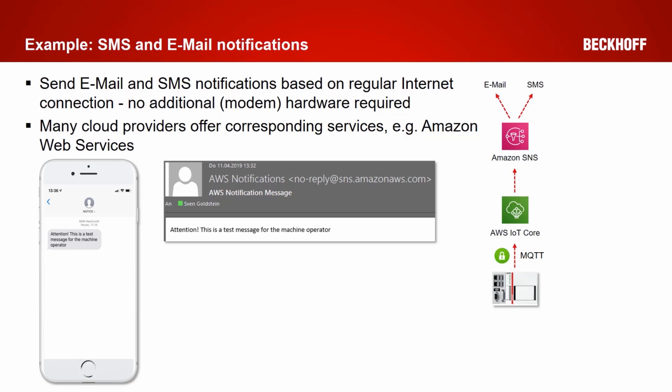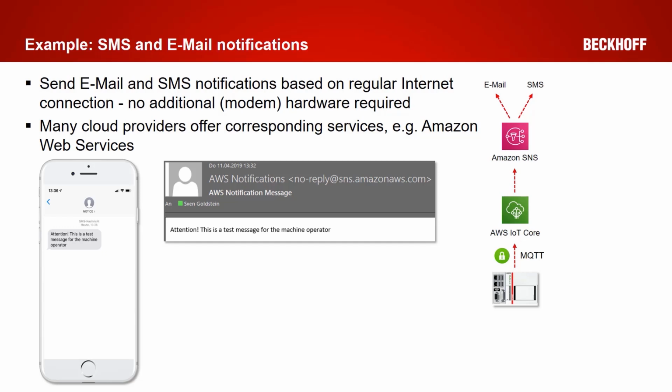So in that case, there are many cloud providers that offer notification services. For example, Amazon Web Services, they have a service which is called Amazon SNS, Simple Notification Service. And you can make use of that service by sending out an MQTT message from the controller to the message broker on AWS, which is called AWS IoT Core. And from there, you have a rule chain that you can configure to forward the data to Amazon SNS. And there you can say, okay, now send out an email or send out an SMS.